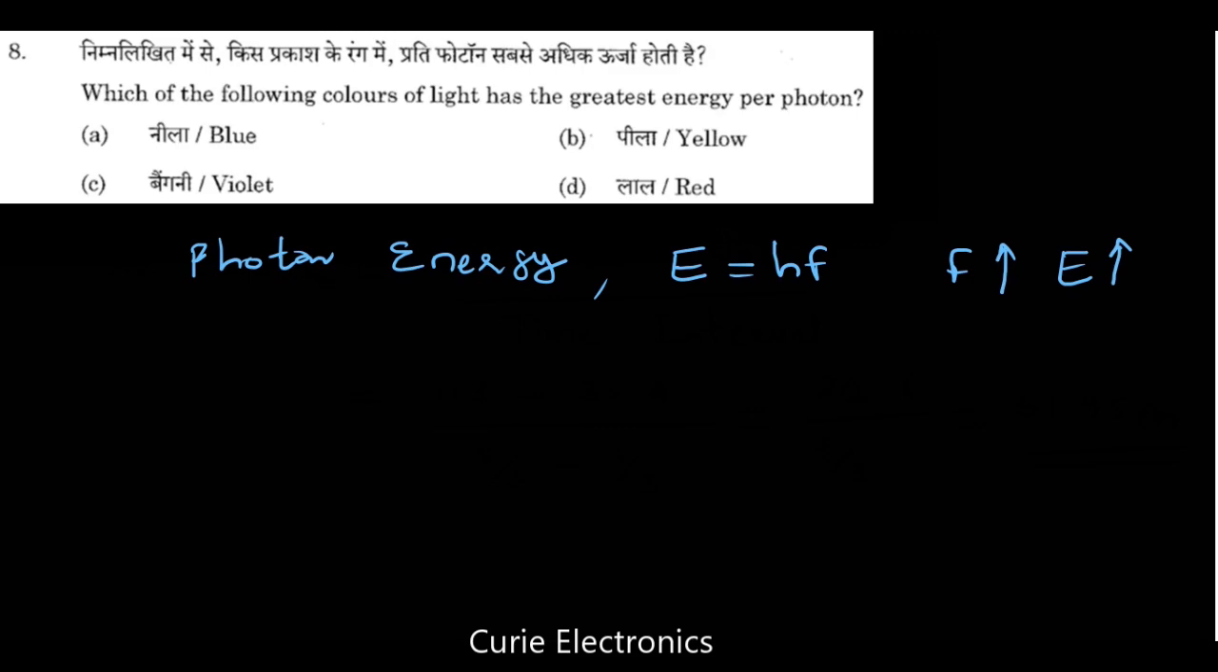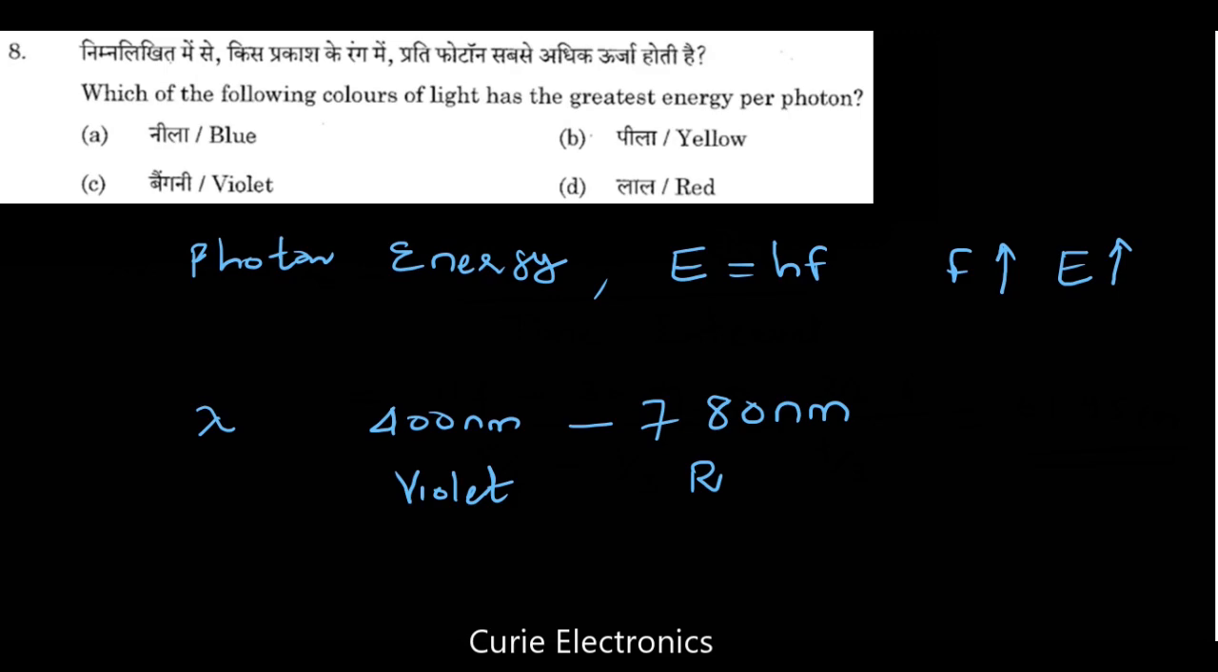Now, in the visible light, we know VIBGYOR. What is the wavelength of visible light? It is from 400 nanometer to 780 nanometer. Which has the longest wavelength? That is red. And the lowest wavelength is violet. So violet is having the highest frequency.